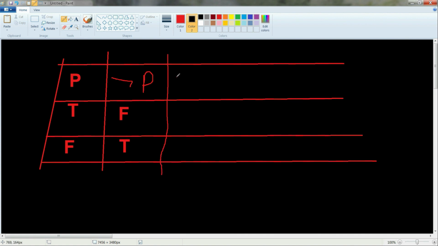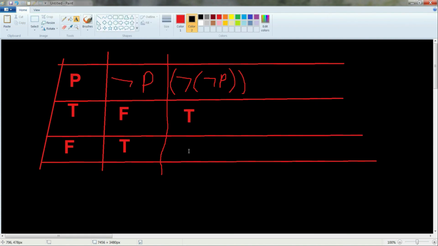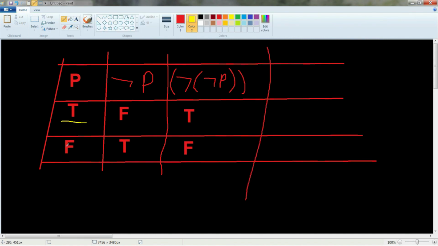Therefore, not not P, what would its truth values be? Well, not not P will be true when not P is false, and not not P will be false when not P is true. So now if I look at these two columns here, they have the same truth value for every row in the truth table. Therefore, P will be equivalent to not not P.